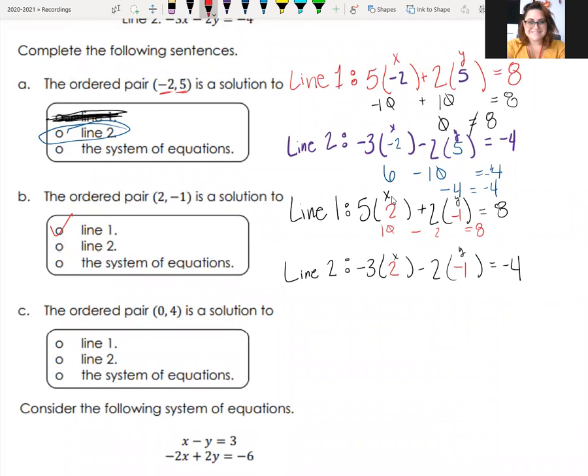The second one, -3 times 2 gives me -6. -2 times -1 gives me +2. And that will equal -4. So it is also a solution for line 2. Since it is a solution for both, that means it is also a solution to the system.